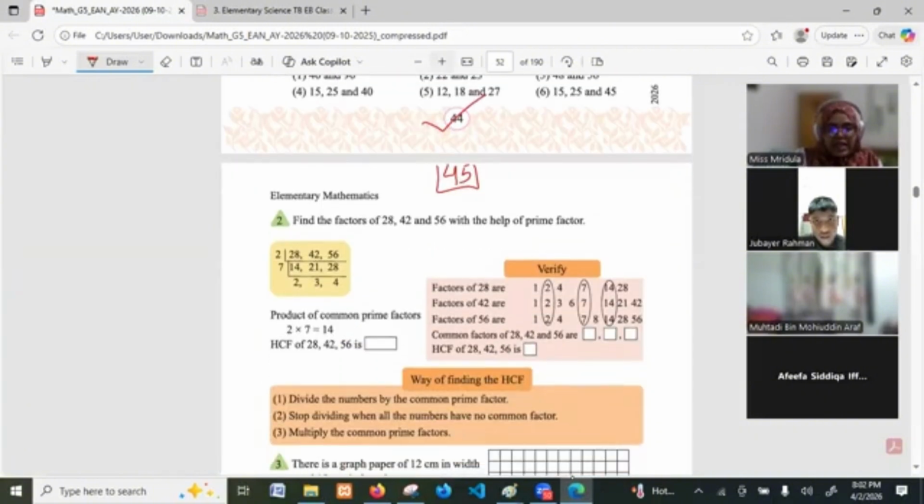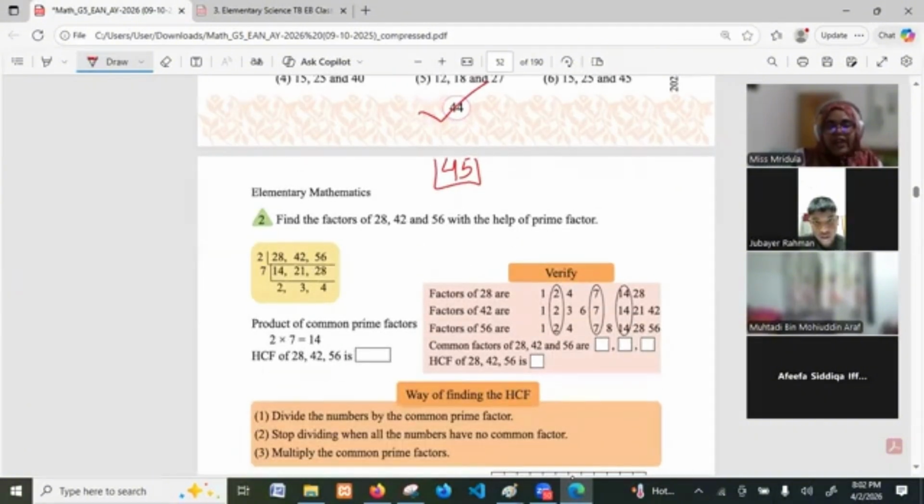So here you can see that the question is find the factors of 28, 42, 56 with the help of prime factors. Basically what we are going to do is find out the common factors which are prime, and then we can easily find out the HCF.